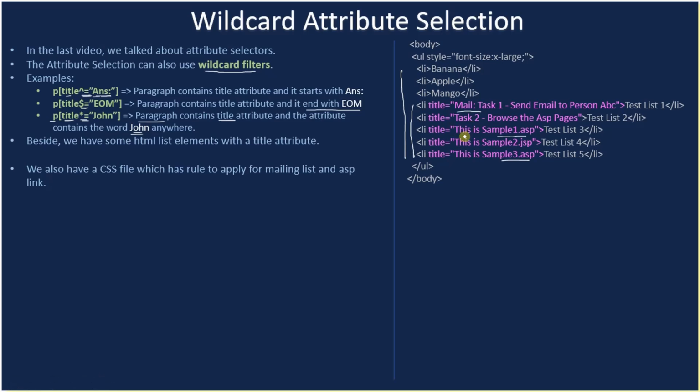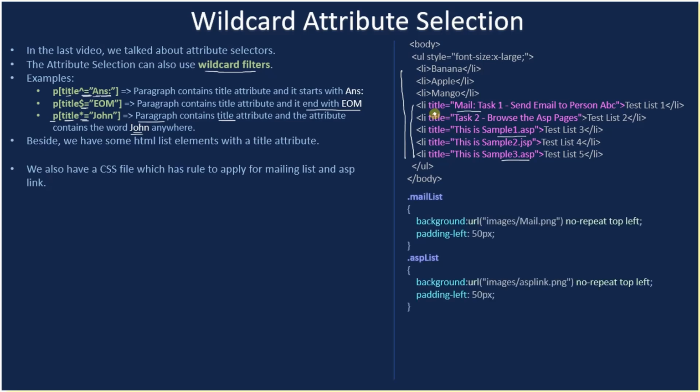Here we don't use a hyperlink reference. In a real example you can use href, but anyhow here we are just having the title attribute for demonstration purposes. And here we have two CSS rules specified. The first rule is for mail list: any HTML element which contains the class mail list. So that's the rule here.